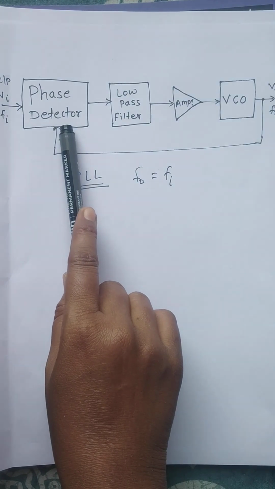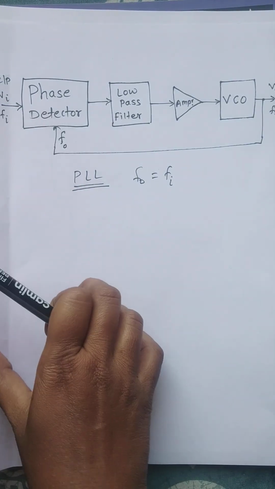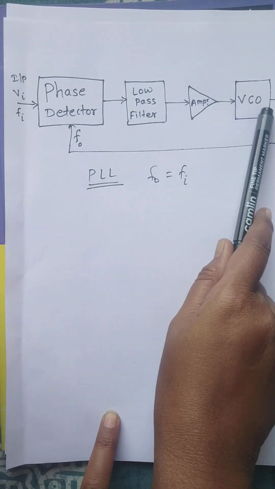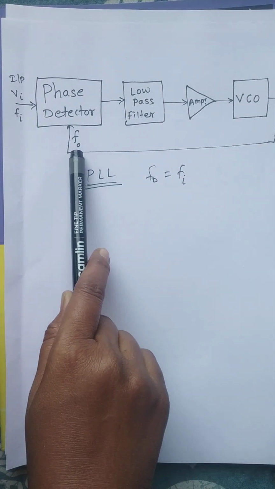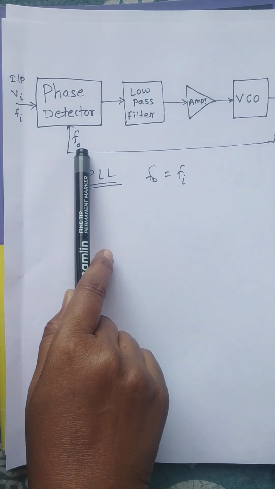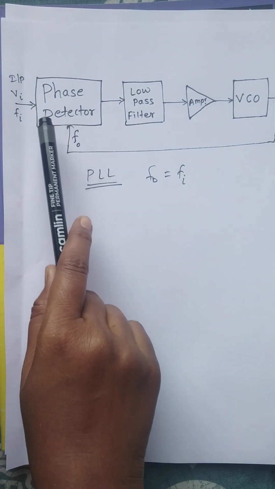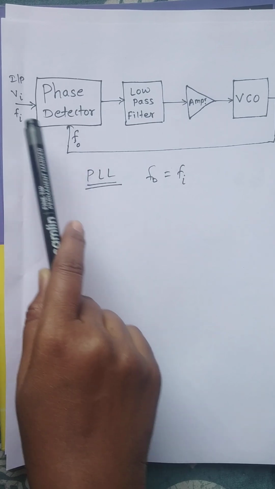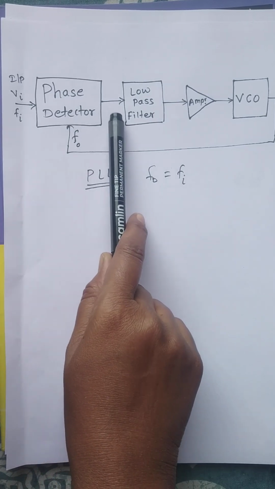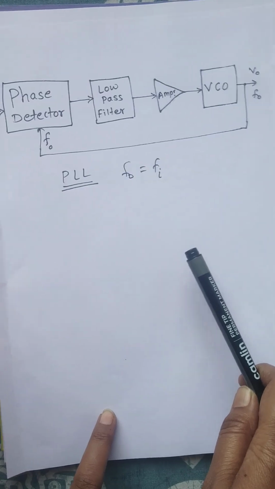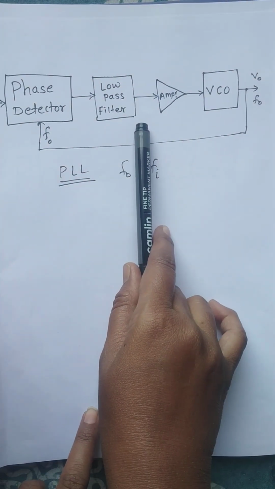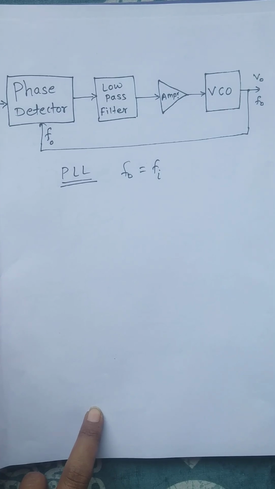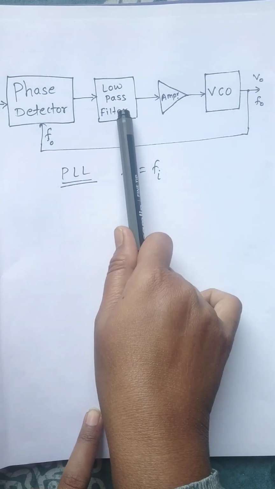It is as good as a comparator. It will compare the input signal frequency Fi with the output signal frequency F0 that is fed back. If these two frequencies are different, an error signal, their difference, is generated. This difference is applied to the low pass filter. Now the low pass filter's work is to remove the higher frequencies. So if any high frequency noise is present in that signal, it will be removed.